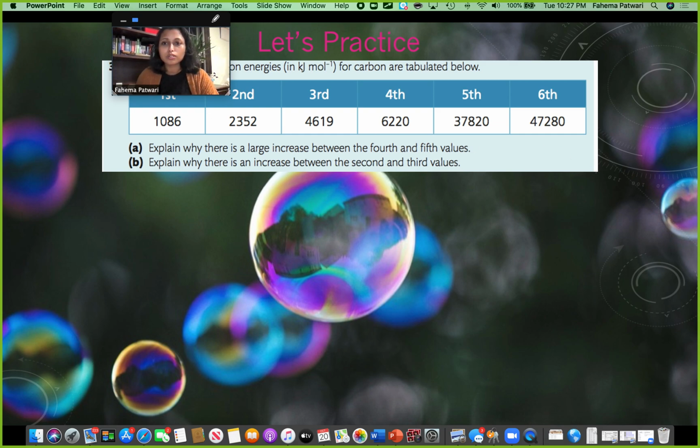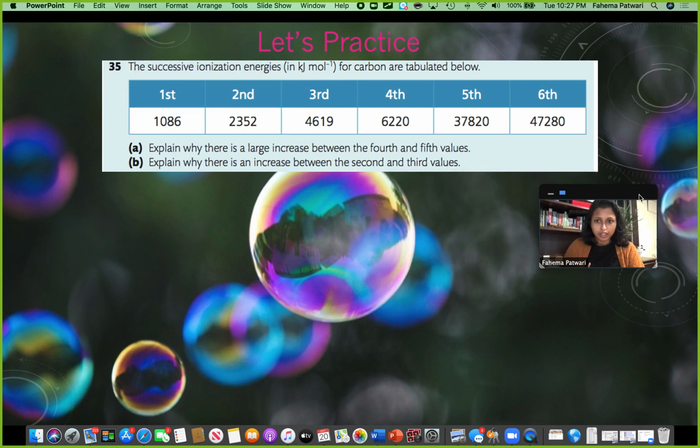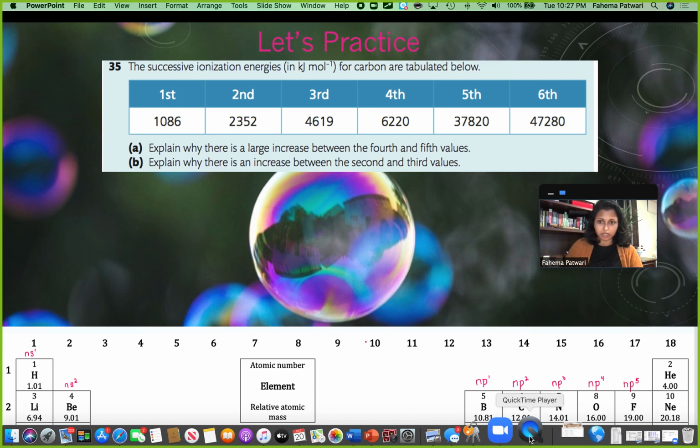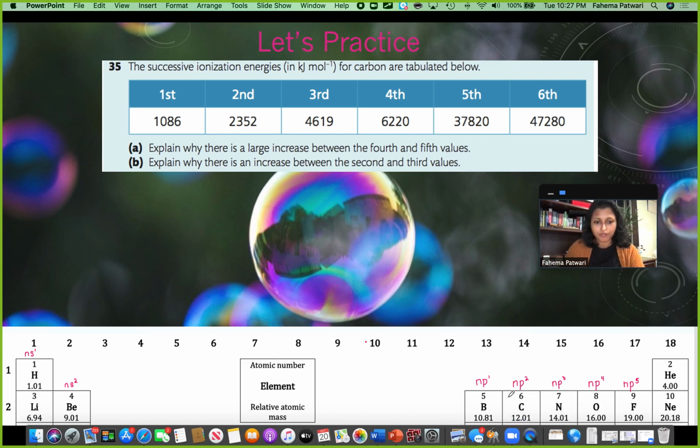All right. Here, successive ionization energies for carbon, they're listed out. Why is there a large increase between fourth and fifth? So let's look at the periodic table. Right, here's carbon. So the first ionization energy takes off an electron from P. The second one takes off the second electron from P. Third one from here, fourth one from here. So that just cleared out the second energy level, right? Because carbon has 1, 2, 3, 4 electrons in the second energy level.